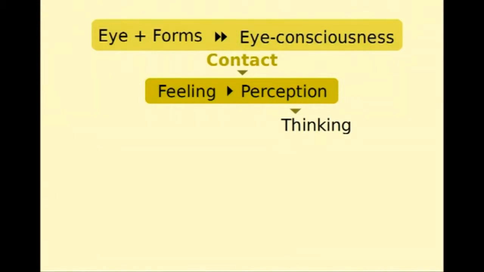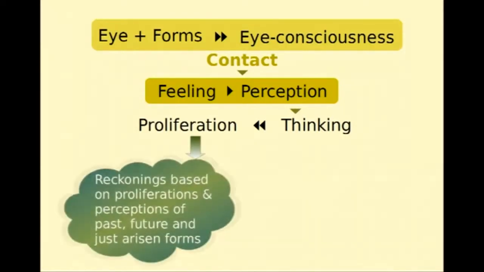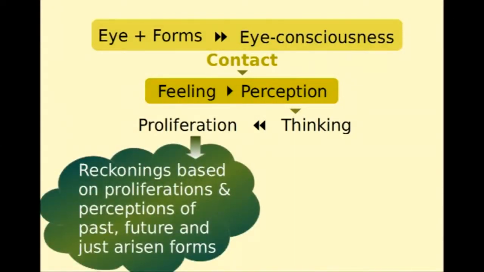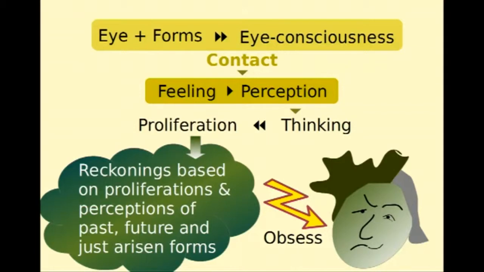Then when you start thinking, you will start to proliferate, make the story bigger and more detailed, and eventually reckonings based on proliferations and perceptions of past, future and just arisen forms will take over and obsess you. So initially it is as though you are doing the feeling, the perception, the thinking, and then in the end the thoughts assail you and make you the victim. So you are now obsessed by your thoughts, rather than you doing the thinking. Now you have no control anymore. It is your thoughts that are controlling you. Right? So that's how the whole perceptual mechanism works.